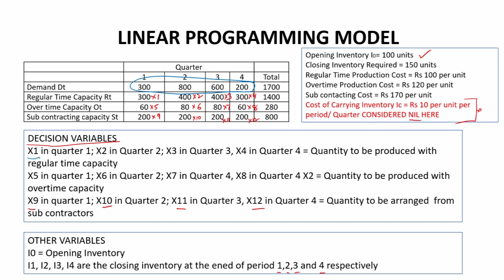My alternatives, which are the decision variables, are x1 to x12. So, I have to decide how much quantity I should produce with regular time in different quarters, with overtime in different quarters and by subcontracting in different quarters. That is what we have to calculate, and certain cost parameters are given to us. Now, let us see how to formulate this problem.